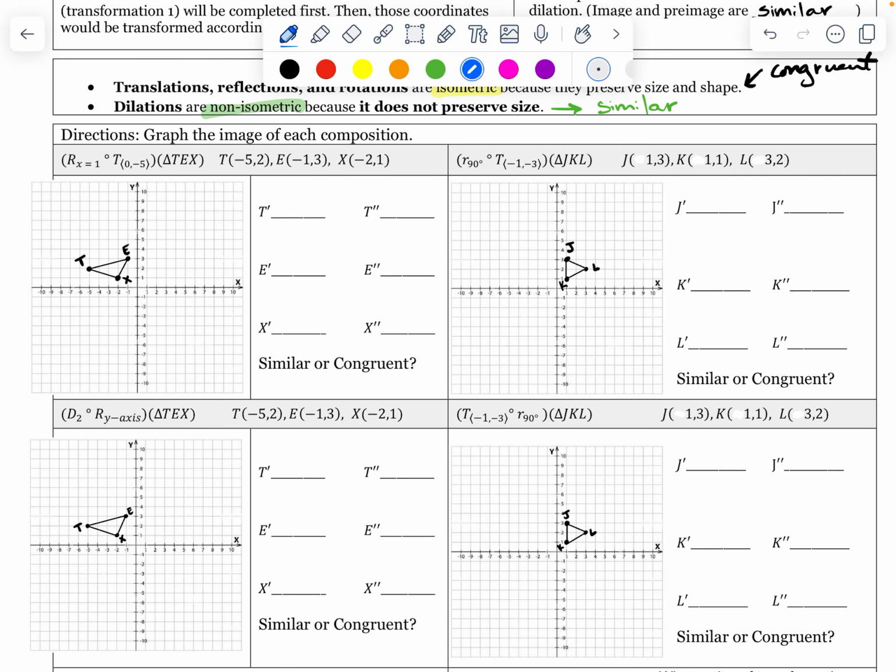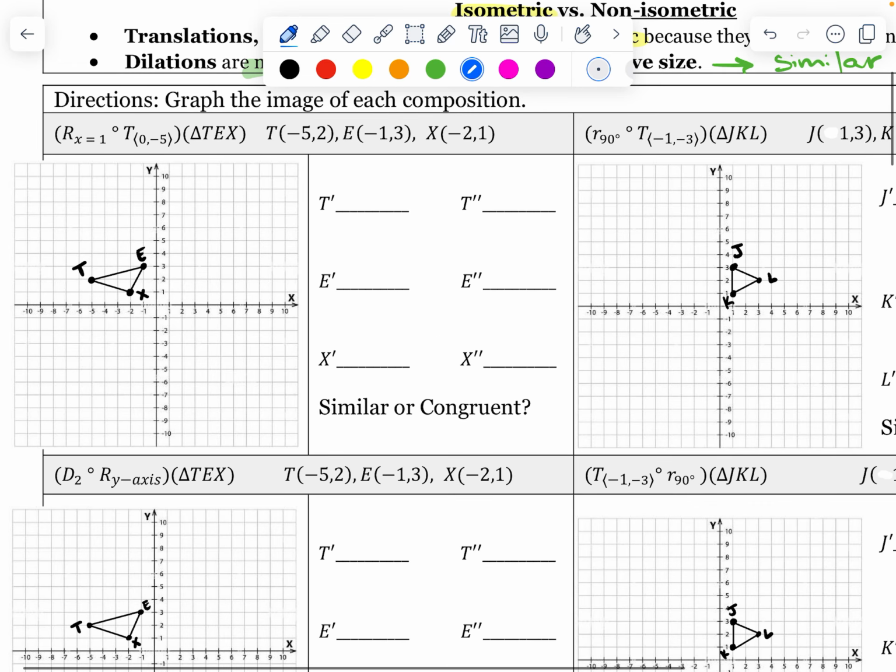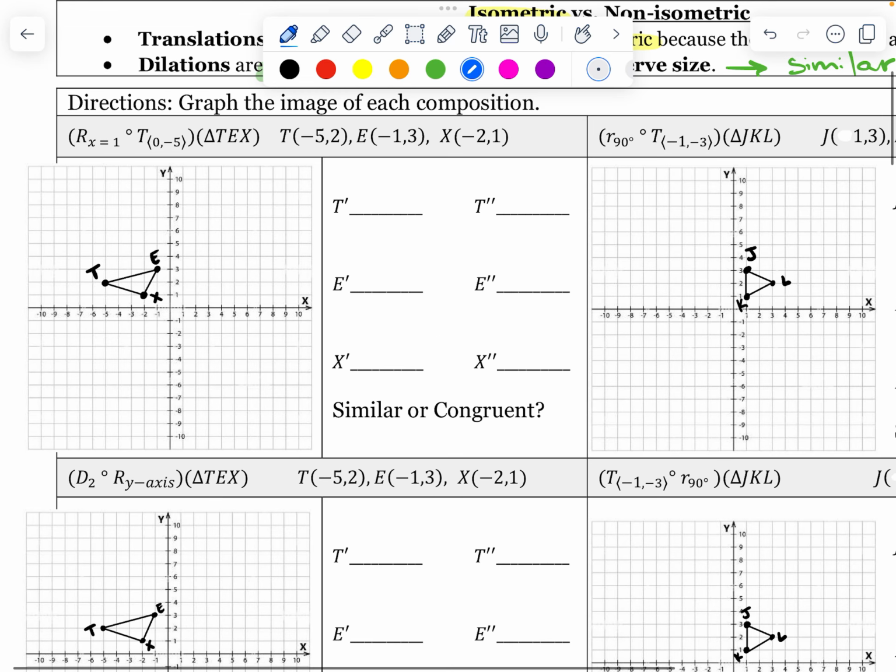All right, so graph the image of each composition. So we have the OG. We gave you all those points. And then the thing we do first is the thing that is closest to it. So I need to go right, left, 0, down, 5. So you can really just subtract 5 from each one of these points. So this was -5, 2, so minus 5 is -3. -5, -3, T prime is going to be right there.